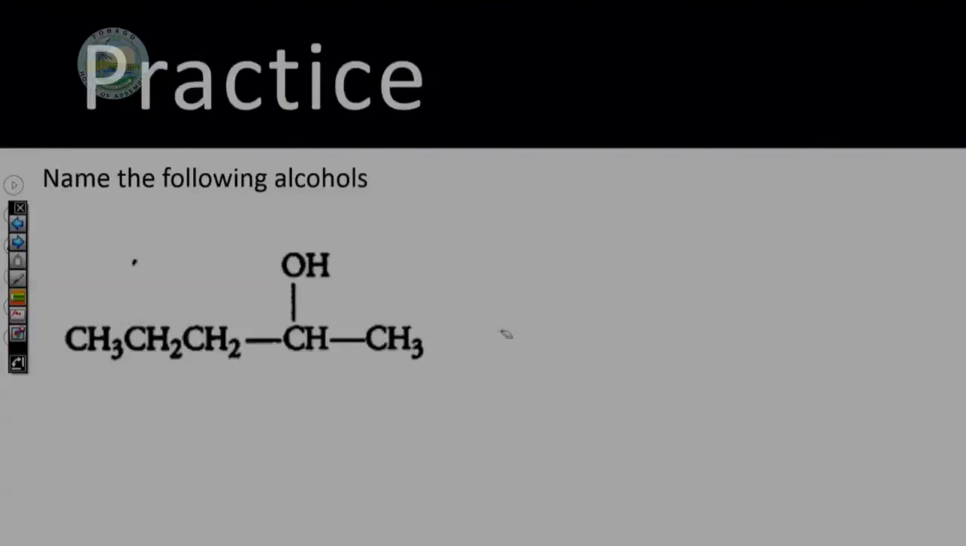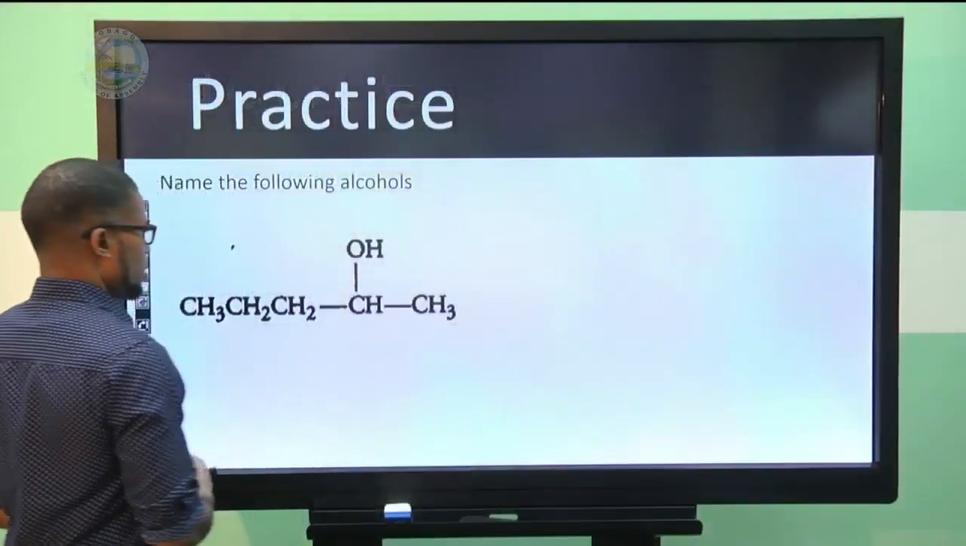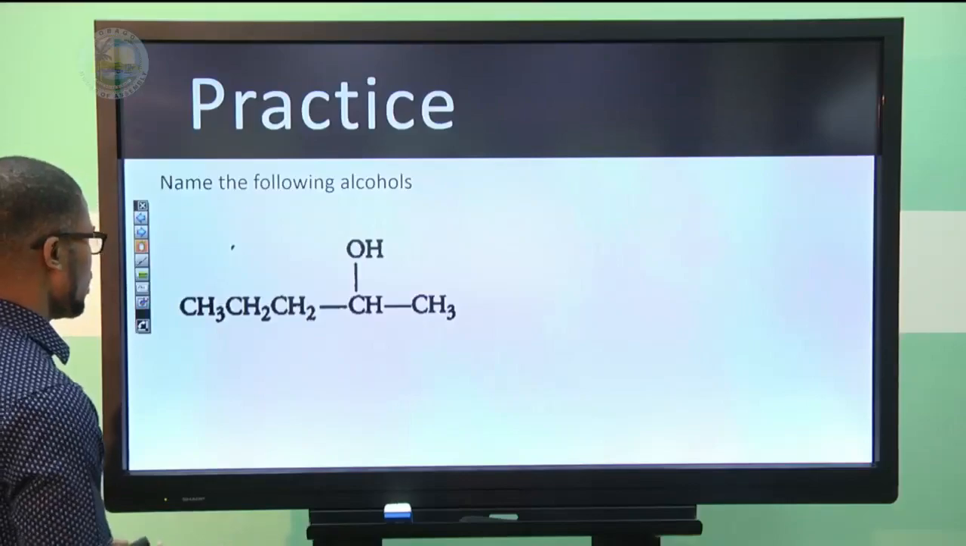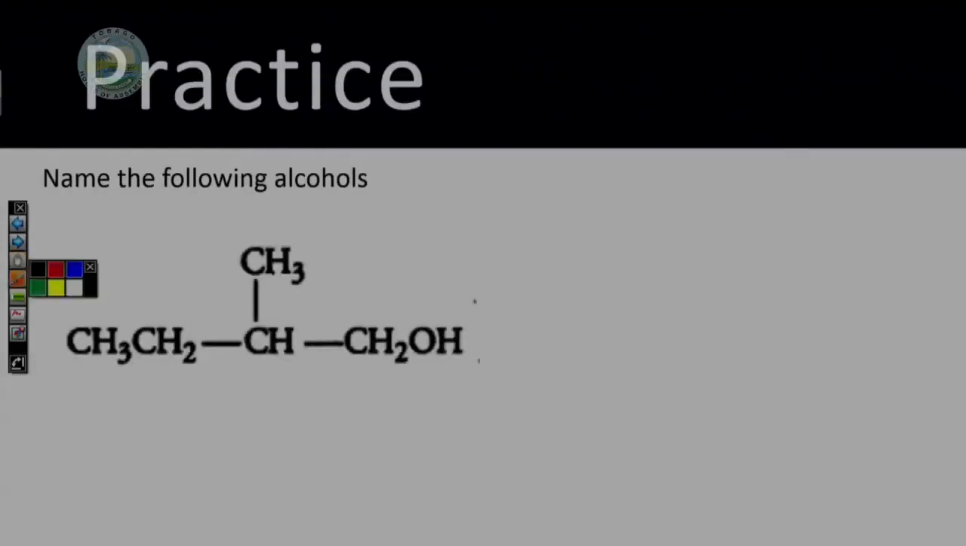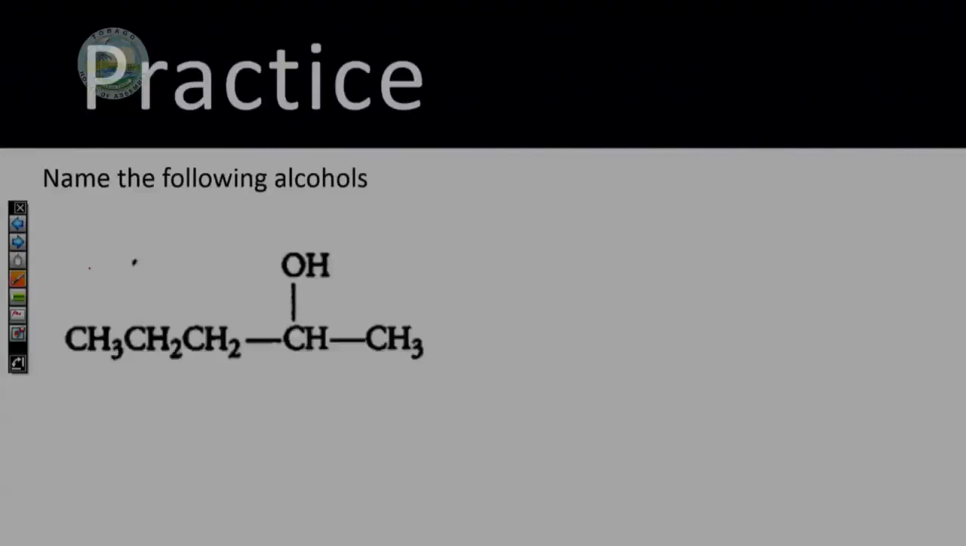So what's the first thing we need to do? We need to find out the longest chain. All right. So we've seen an OH group there. We see the OH group is out here. It's like a branch on the outside here. So we need to look at the longest possible chain. So we're going to look at the longest chain. We know that this is going to be the longest chain.